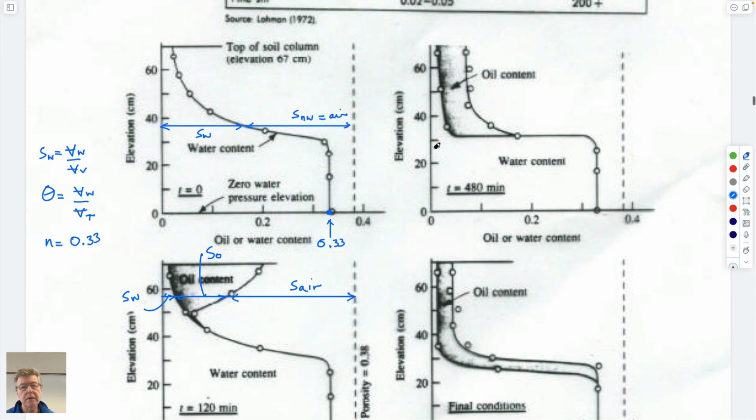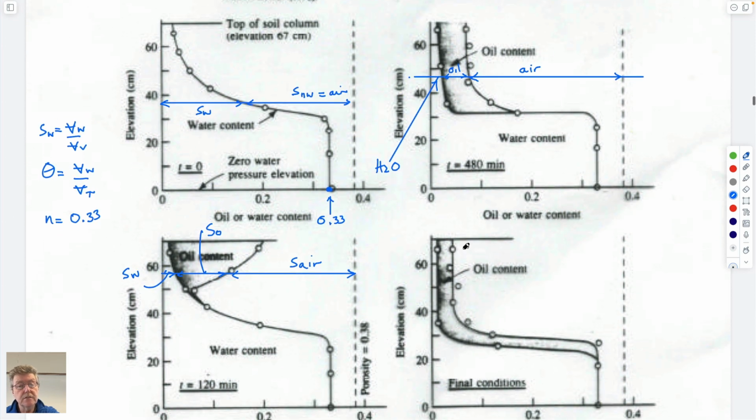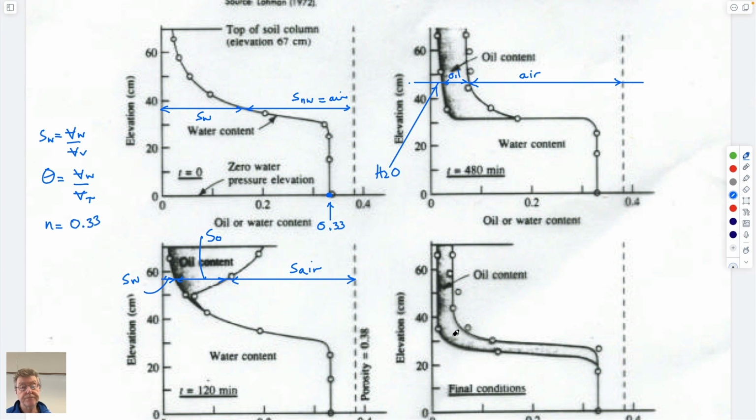So the next time you have this, now if you draw a cross section across here, you have air, oil, and water, of course. And finally, when it comes to rest, you end up with something that looks like this.